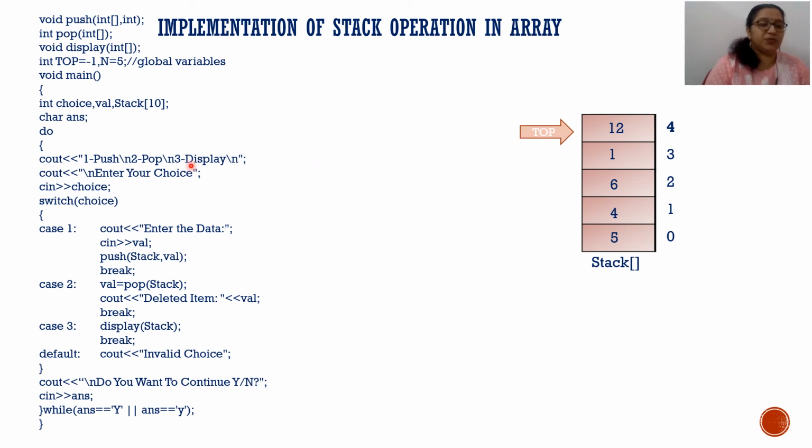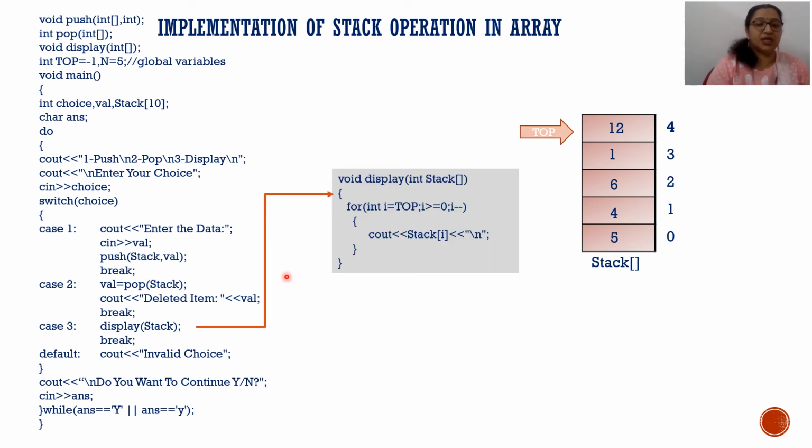So now we can check the third option, that is display. In "Enter your choice", we enter 3. Just for the example, I put all the elements in the stack array already: 12, 1, 6, 4, 5. These are the elements we stored using the push operation. Now see case 3, display stack. Here we call the function display and pass the stack array to it. See the function here, display stack. Now see the statements inside that display function.